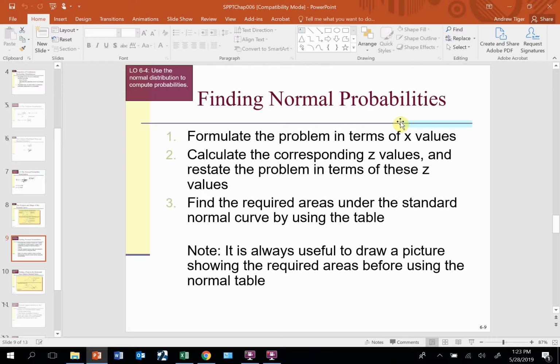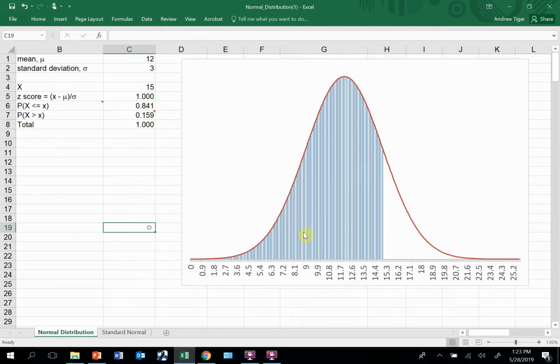Okay, in this video, I show you how to use Microsoft Excel to solve normal probability problems. And what they tell you in the book is to formulate the problem in terms of x values, calculate a z-score, a z-value, go to the back of the book, and find the area under the curve, which will solve the problem. So before we do that, let me show you some things in Excel just as a reminder.